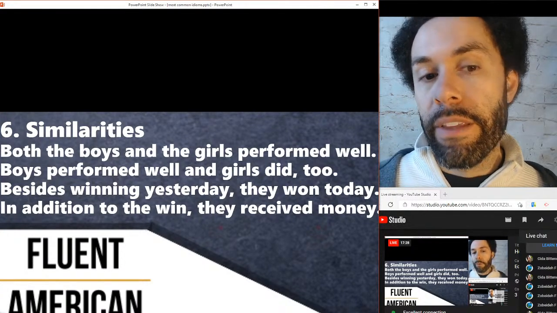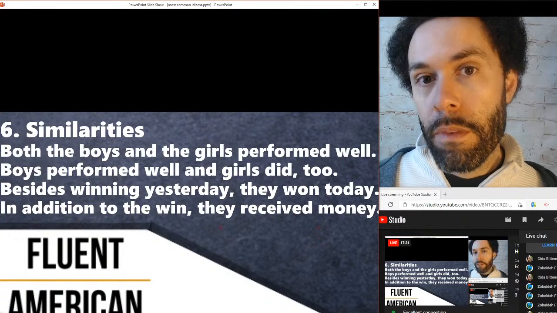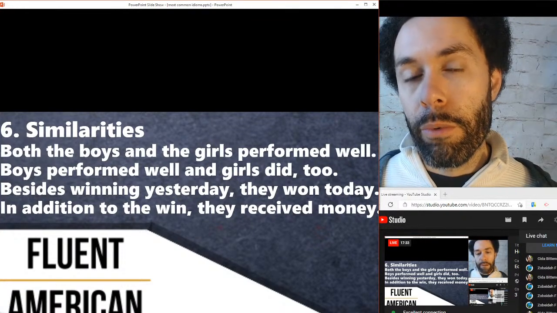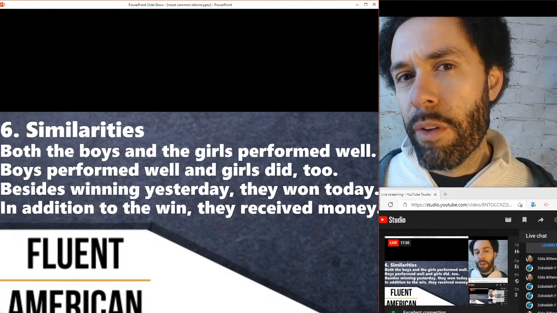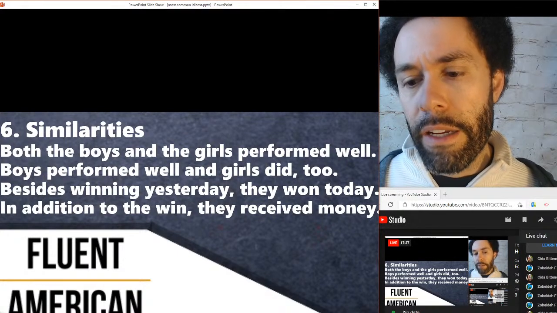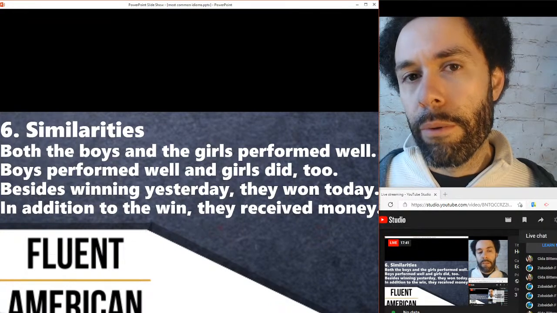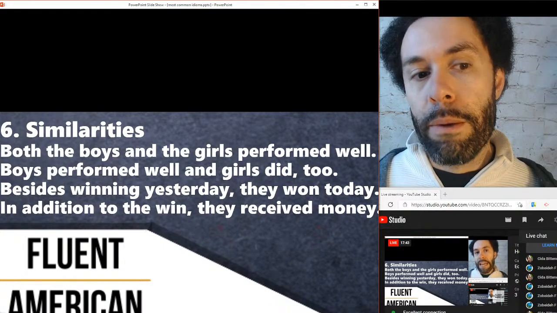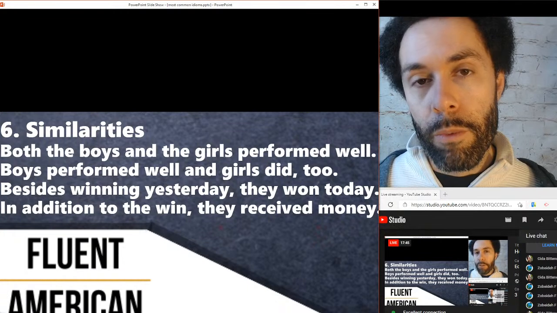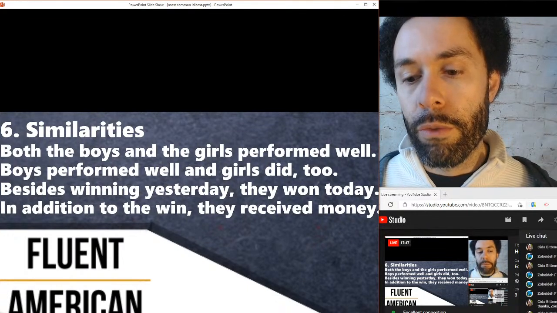Again, both the boys and the girls performed well versus both the boys and the girls performed well. The second one's a little bit flatter, less exciting. Maybe the information is more of what you expected. Nothing really surprising about it. But if you say both the boys and the girls performed well, maybe you weren't expecting one of those groups to do well.